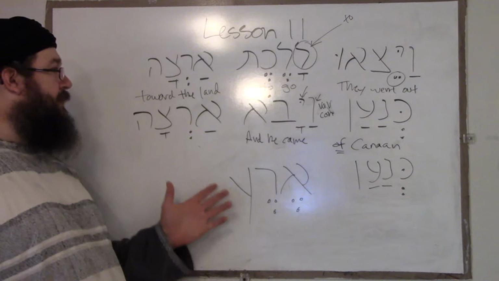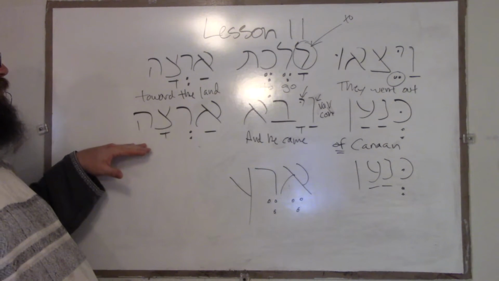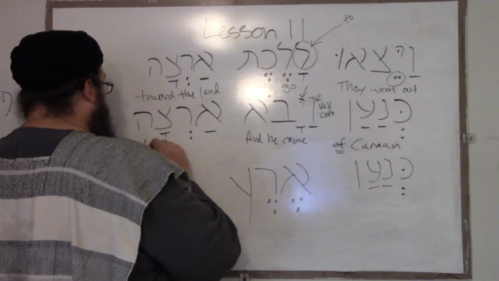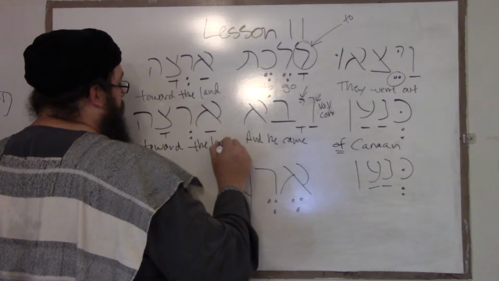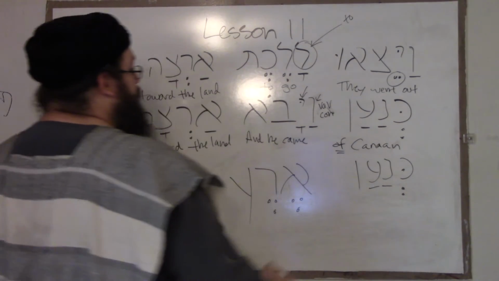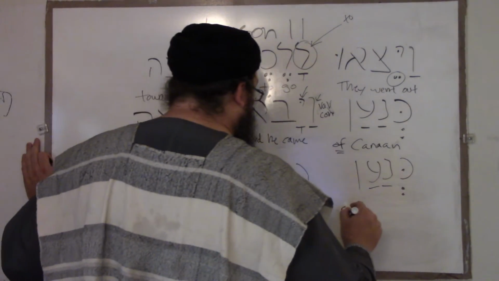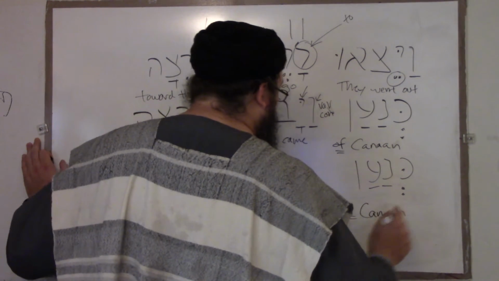So, going back here, Vayivo, and he came. He came, what? Arza, toward the land. Because why? Because Eretz is made definite by the word Canaan. So we have to put down here of Canaan.